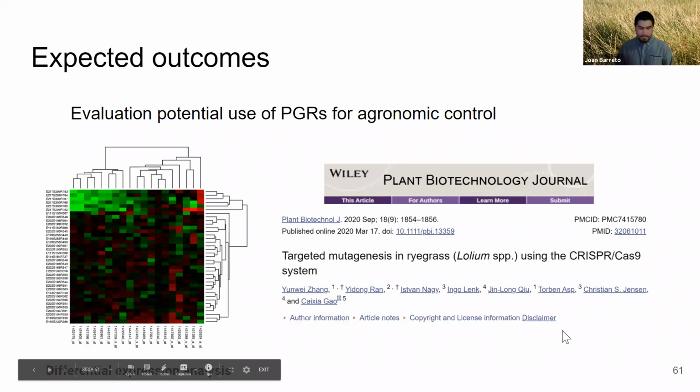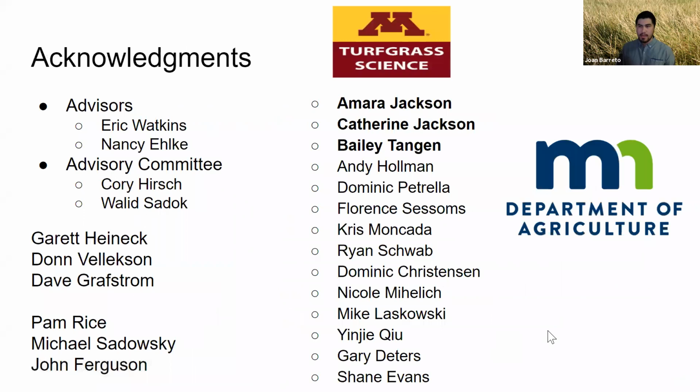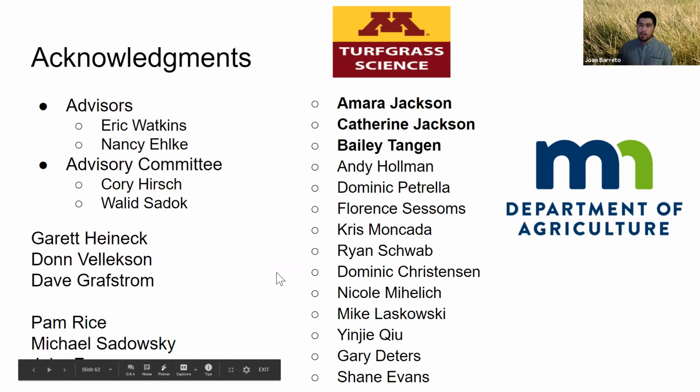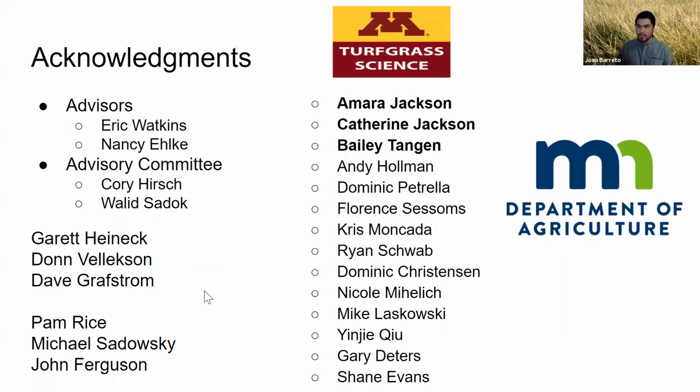With that, I would like to acknowledge my advisors, Eric Watkins and Nancy Ehlke, as well as my advisory committee, Cory Hirsch and Walid Sadok. I want to especially thank Garrett Heineck for his support. Most of the things I know about perennial ryegrass, I've learned from him, as well as Don Wiersma and Dave Grafstrom. I also want to thank Pam Rice, Michael Sadowski, and John Ferguson, who allowed us to borrow the wrist action shakers.